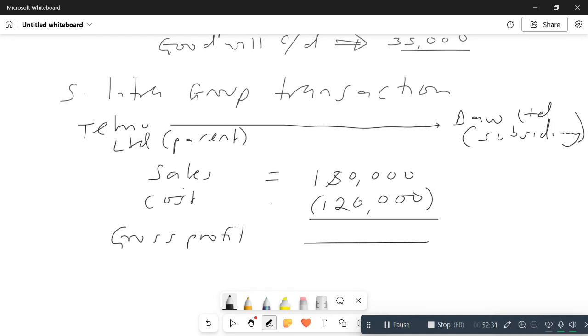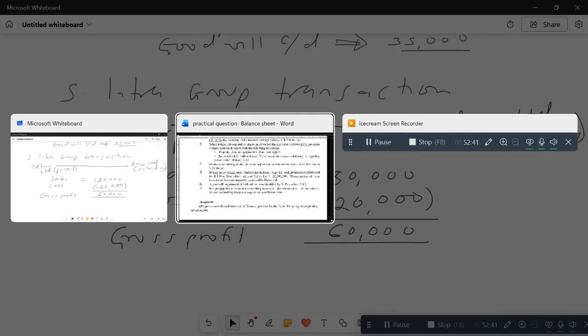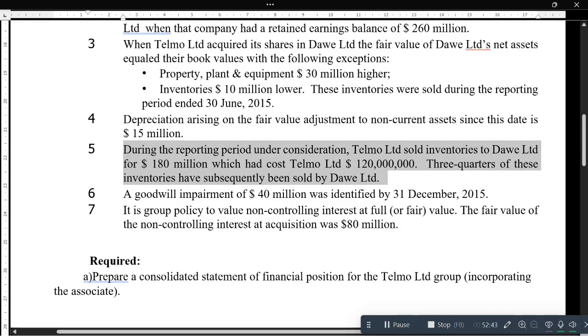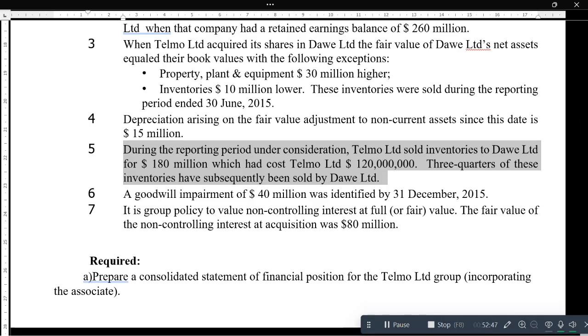How much is now gross profit here? 60 million. That's very clear. Now, our interest is not only to know the profit, but whenever you find intra-group sale or transaction in regard to sales or purchases, our interest is to identify whether those inventories which were sold within the group were sold also to outsiders.